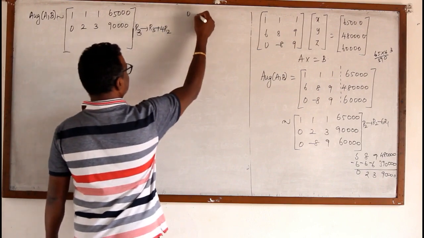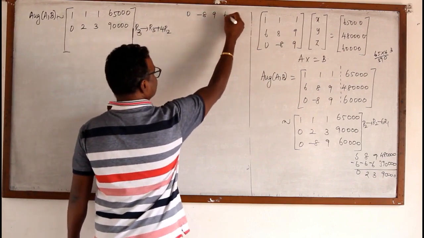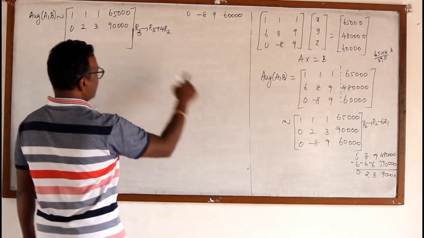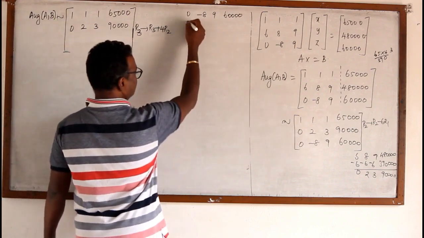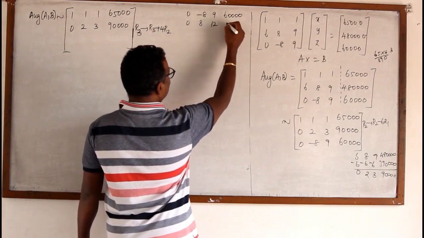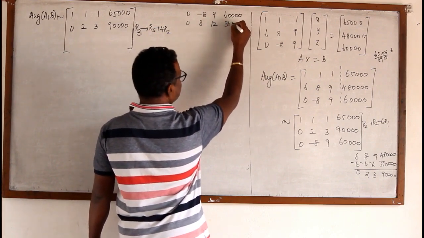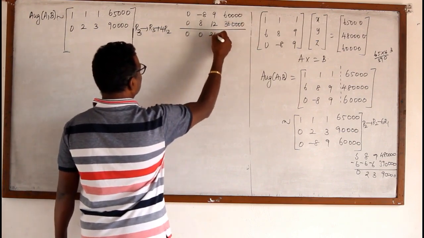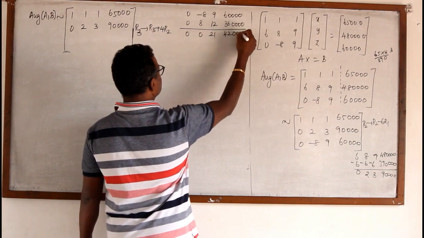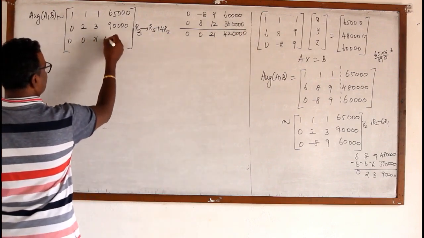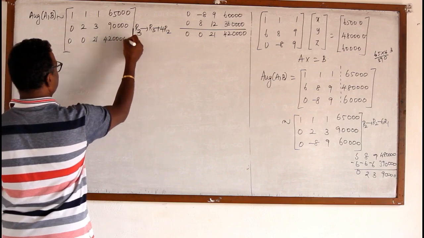R3 is 0, minus 8, 9, 64,0000. Now multiply R2 by 4: 0, 8, 3 fours are 12, 9 fours are 36, again 0000. When I add, 0, 0, 21, this is 42, 0000. So it is 0, 0, 21, 42 with 4 zeros.